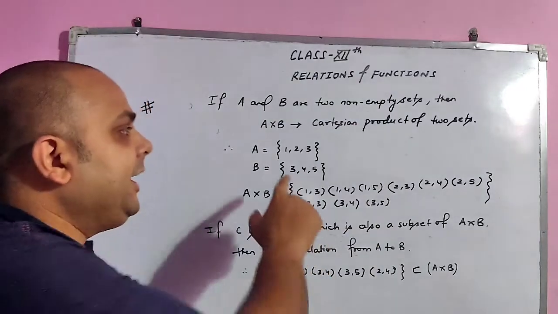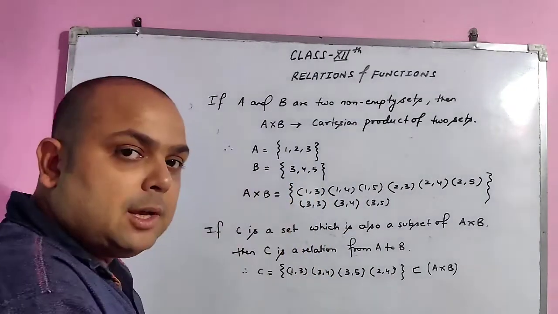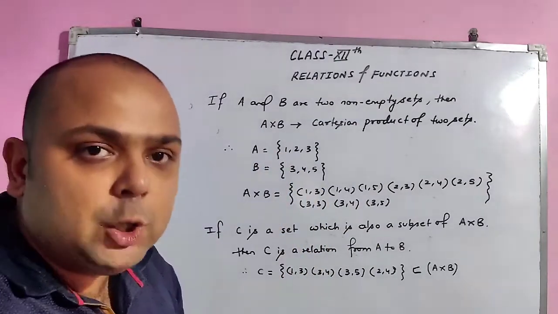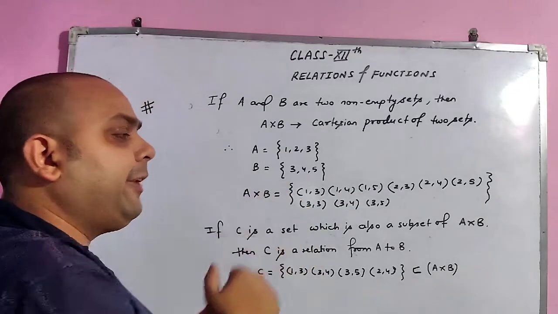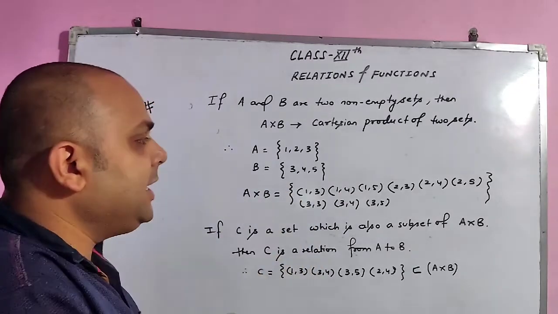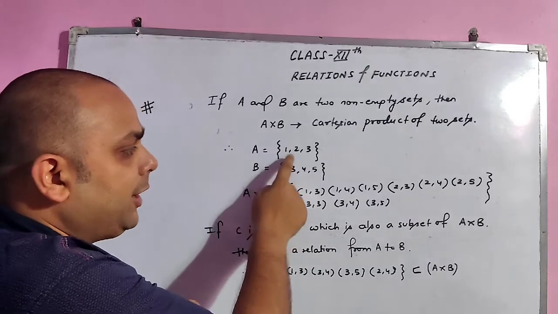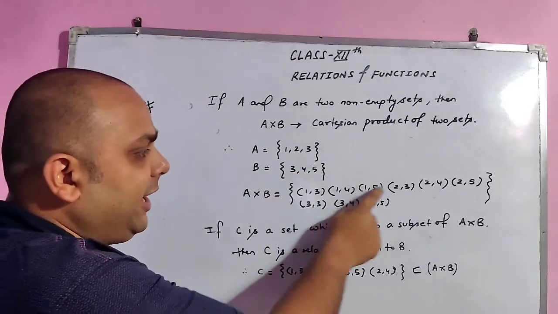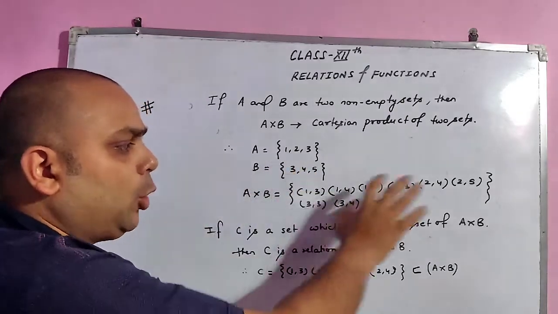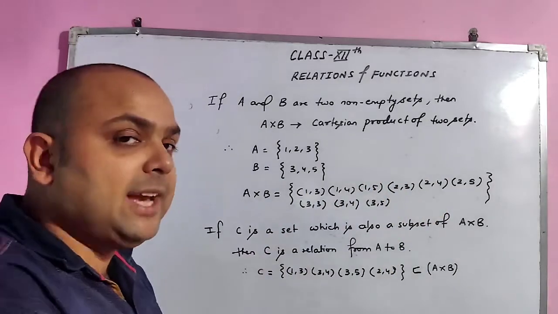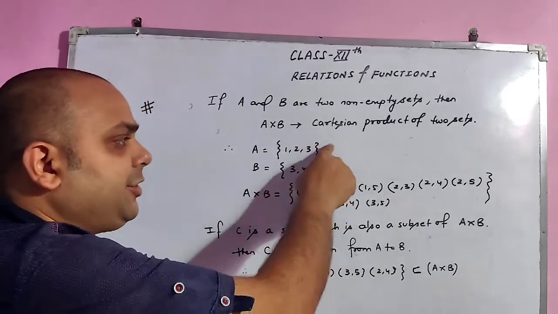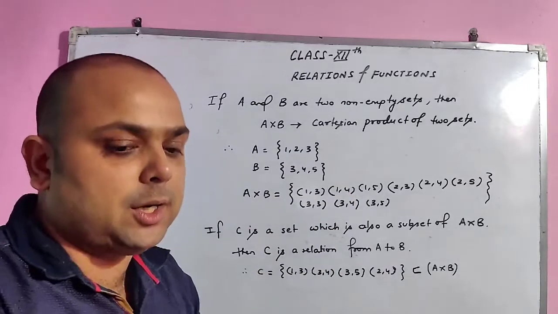For example, if A is {1, 2, 3}, the set contains the elements 1, 2, 3, and B is {3, 4, 5}, then A cross B is (1,3), (1,4), (1,5), (2,3) and so on. The number of elements we get is 3 into 3, that is 9 elements.